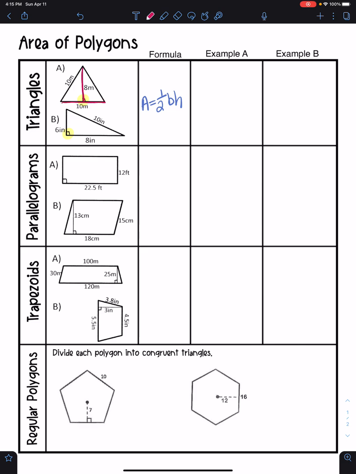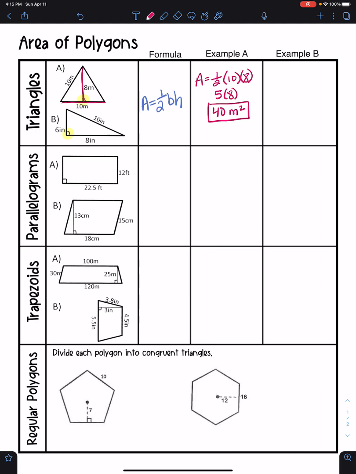So for that first picture, we would find the area by doing 1/2 of the base, which is 10, times the height, which is 8. So that'll be 5 times 8, which is 40, and we know that area is measured in square units. For that particular problem, we didn't need to know the side that's 10 meters because that side is not the base nor the height.